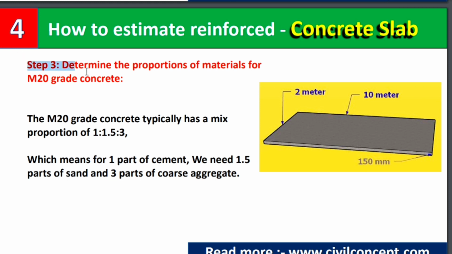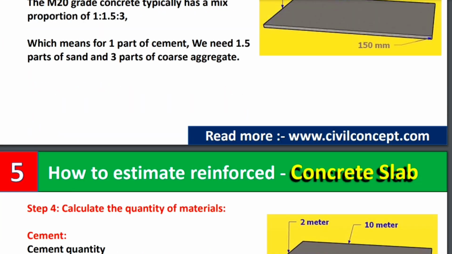In step number 3, we will determine the proportion of material for M20 grade of concrete. Okay, so the M20 grade of concrete typically has mixed proportion of 1:1.5:3. Okay guys, so you have to remember this. And for M25 grade of concrete, we need 1:1:2 as a mixed proportion of the concrete. Okay, which means 1 part of cement we need 1.5 parts of sand, 3 parts of coarse aggregate. Okay, so we have to remember this, and 1:1.5:3 is the concrete mix ratio of M20 grade of concrete.